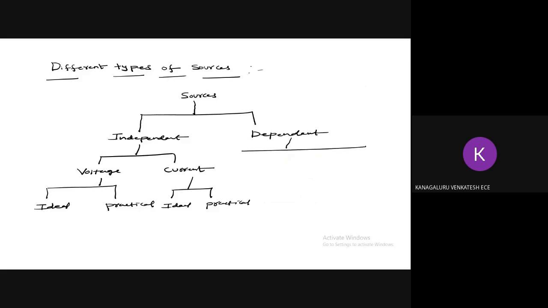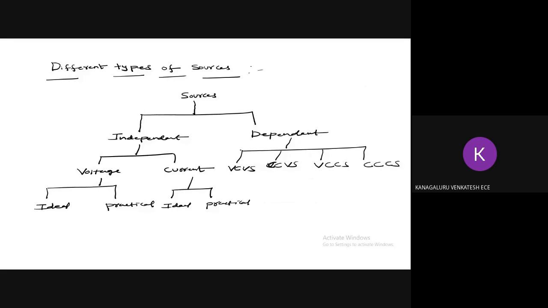Dependent sources are of four types. They are voltage controlled voltage source, current controlled voltage source, voltage controlled current source, and then current controlled current source. So we'll see one by one.